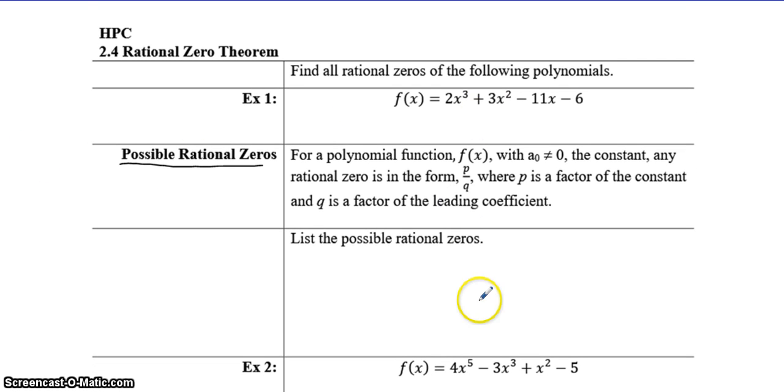So what does that mean for this one up here? Well, our constant is 6. Don't worry about the plus or minus. So that means our P values are factors of 6: 1, 2, 3, and 6. Our Q is a factor of the leading coefficient. So again, leading coefficient, highest power. The coefficient is 2, so what are the factors of 2? 1 and 2.